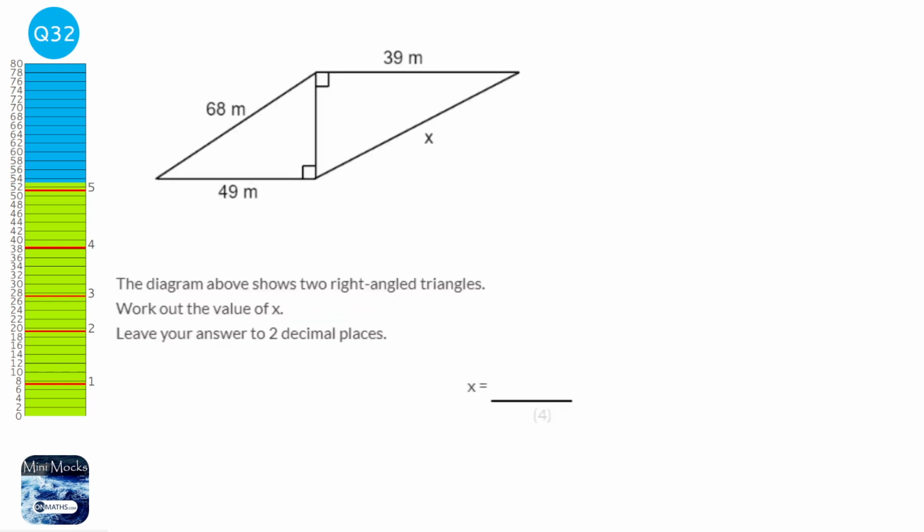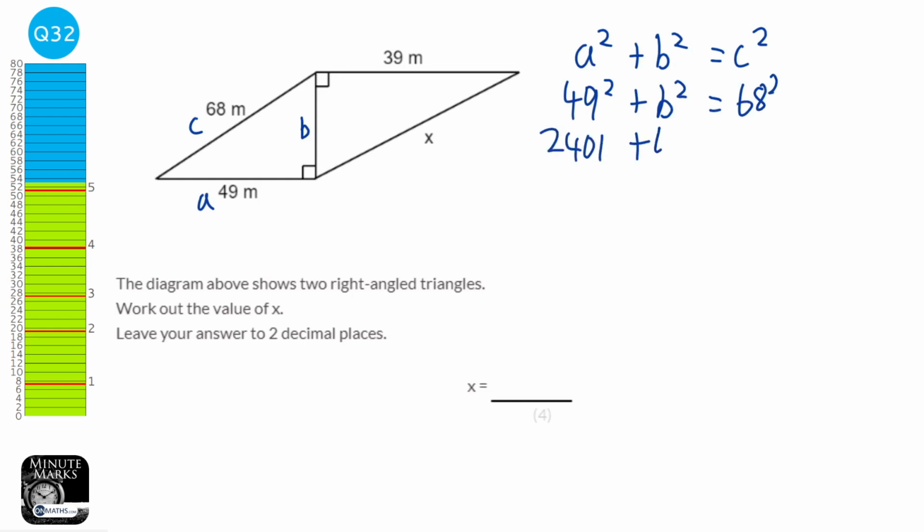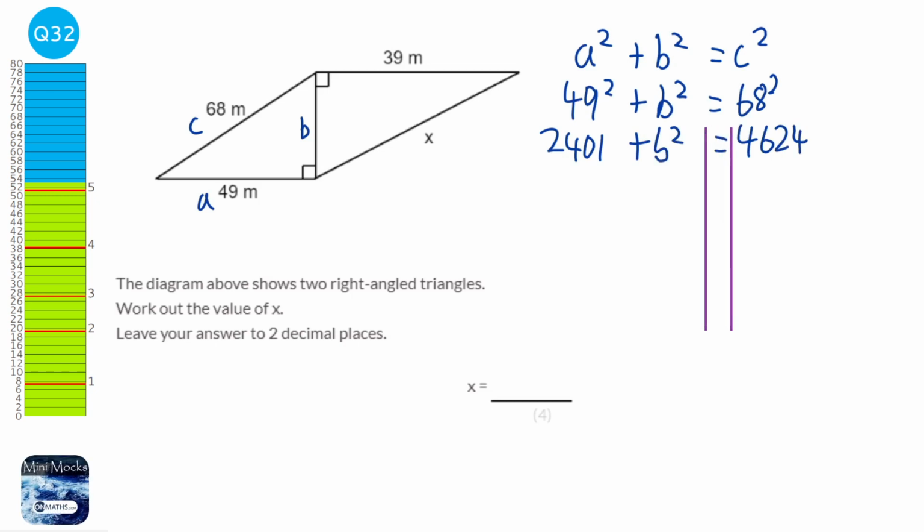We can't work out what x is straight away, but we can find this value here. And we know with Pythagoras we can find a third length if we've got the other two in a right angled triangle. So a squared plus b squared equals c squared. C is always opposite the right angle, so it'd be 49 squared plus b squared equals 68 squared. And 49 squared is 2,401, and 68 squared is 4,624.